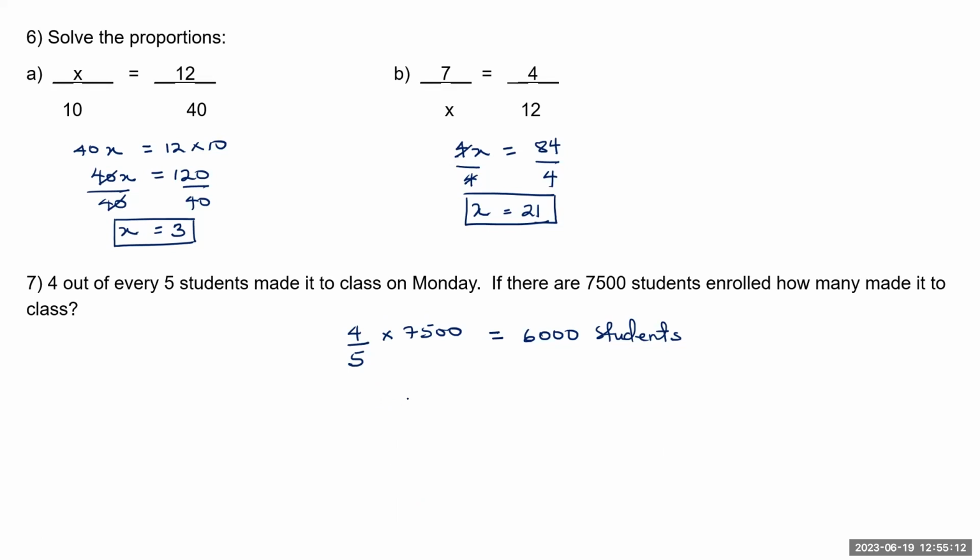We should also be able to use equal proportions to solve this. So by setting it up this way, dividing both sides by 5, X will be 6,000.